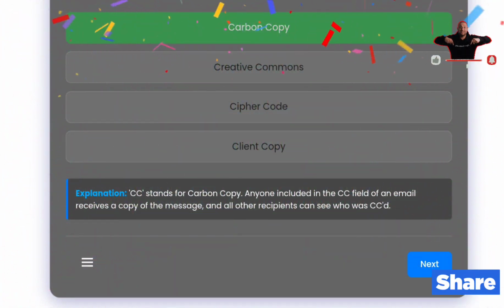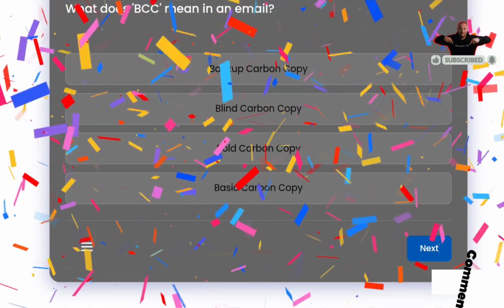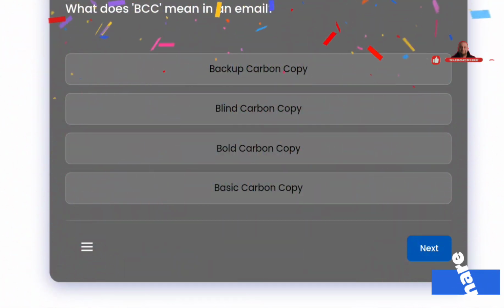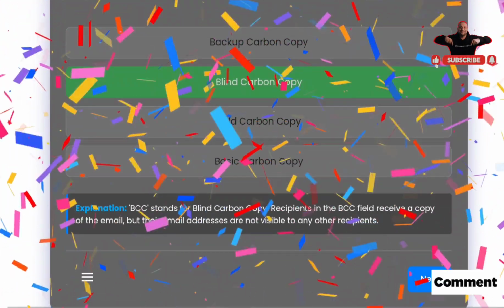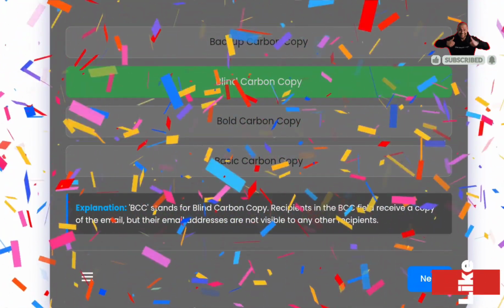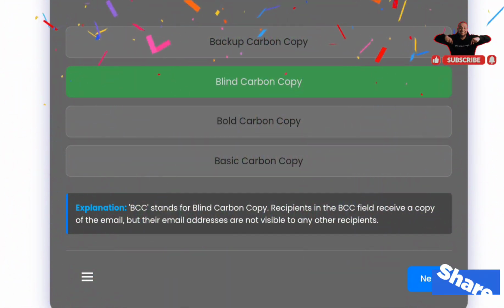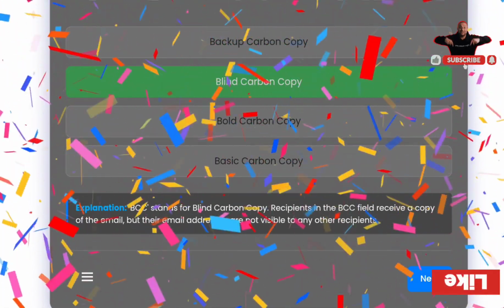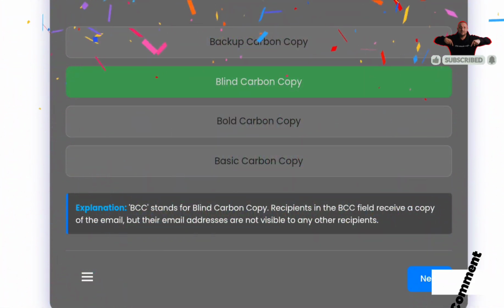कार्बन कॉपी. नेक्स्ट क्वेश्चन. BCC मतलब क्या होता है? ब्लाइंड कार्बन कॉपी. BCC stands for blind carbon copy. Recipients in the BCC field receive a copy of the mail, but their email addresses are not visible to any other recipient.